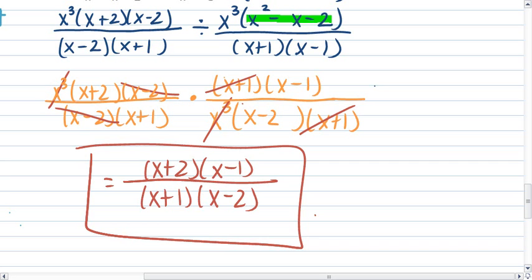Remember, we cannot cancel out these x's just because we see them in both the top and the bottom, because there is addition there. When there is addition in the problem, you may not cancel. It is simply factors that you may cancel.